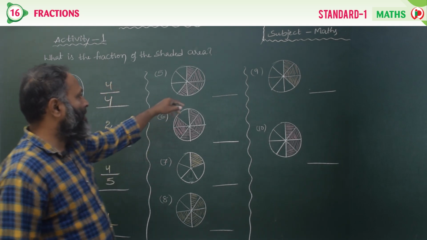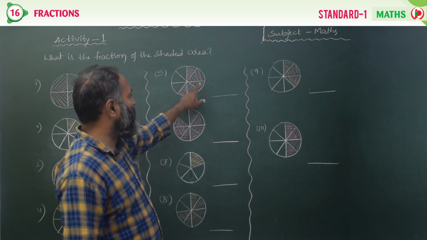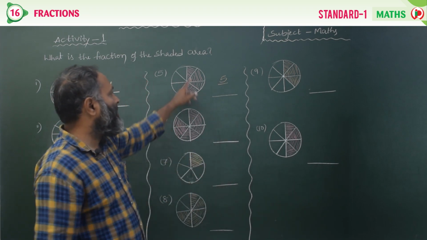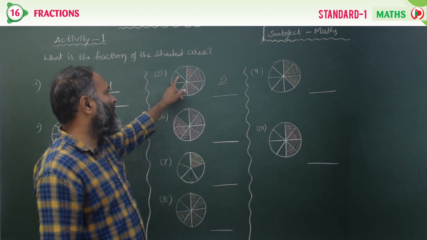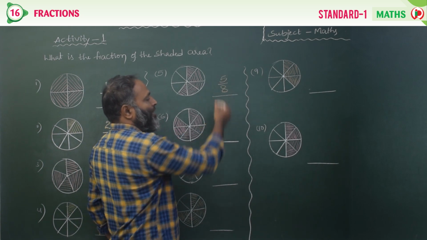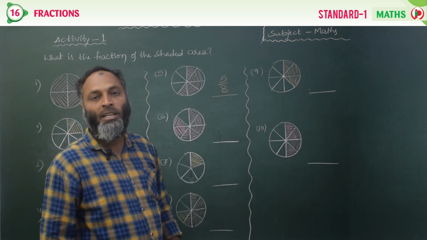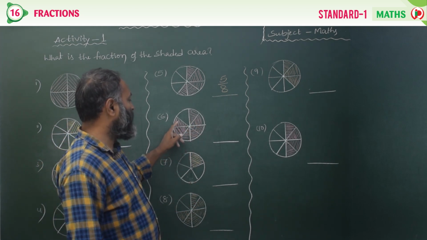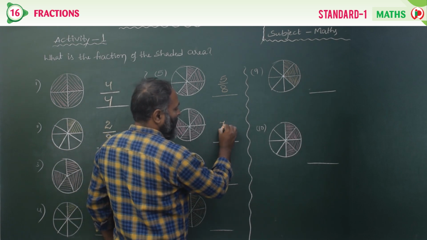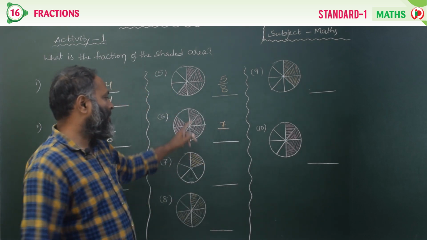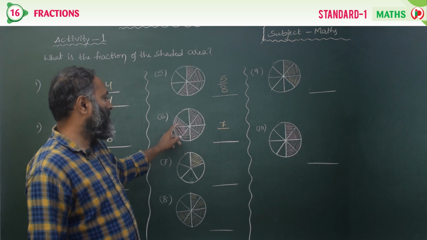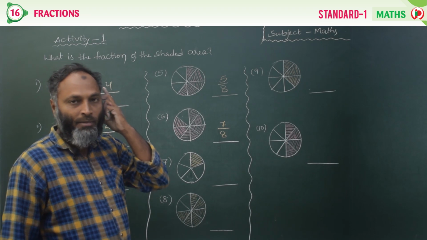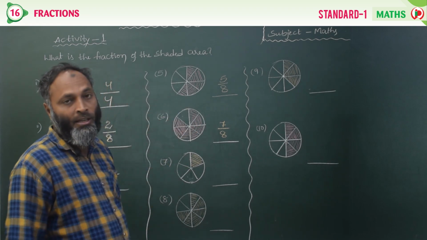Now here, in this one, how many parts are shaded? 1, 2, 3, 4, 5. 5 parts shaded by total how many parts? 1, 2, 3, 4, 5, 6, 7, 8. Shaded parts by total parts represents the shaded fraction. Okay, now 1, 2, 3, 4, 5, 6, 7. 7 parts are shaded by total parts 1, 2, 3, 4, 5, 6, 7, 8. So shaded parts by total parts represents the shaded fraction.